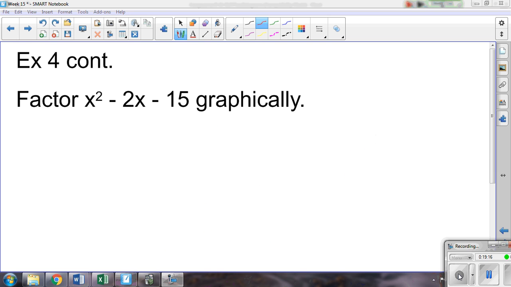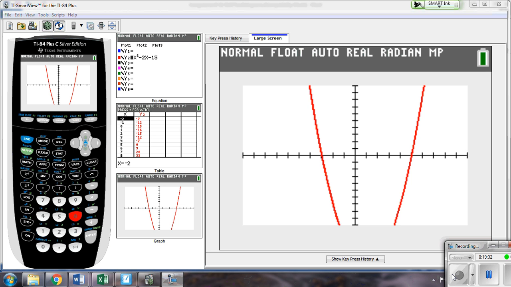Okay, what if we want to use a graph? Factor this graphically. Well, here's what I'd like you to do. Please put this in your calculator, so we'll just save some time and use the y equals feature on our graphing calculators to create the image. And here we have already taken the graph. You can see what I've got here at the y2, x squared minus 2x plus minus 15.